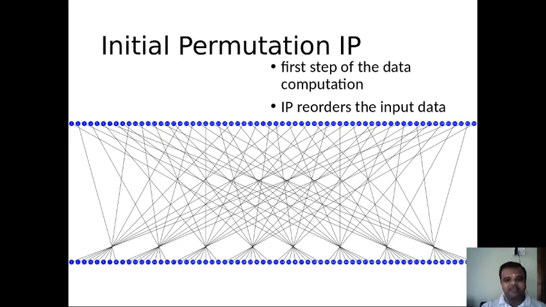And then let's see what happens at each of those rounds. The initial permutation is the first step of the computation. Initial permutation just reorders the input data. We just have a form of reordering. So you can look very closely at this.